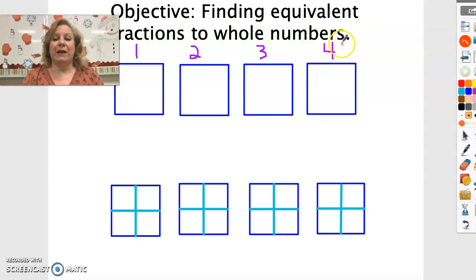Now, in order to find a fraction that would be equivalent to this whole number 4 up here, I have to think about a numerator and denominator. First of all, my denominator: I do not have any parts to the whole. I just have one whole part. So my denominator is going to be 1. Now I would count how many wholes I have. I have 4 whole squares, so that would be my numerator. So the whole number 4 would equal 4 over 1. So that is our first model. This is model number 1.